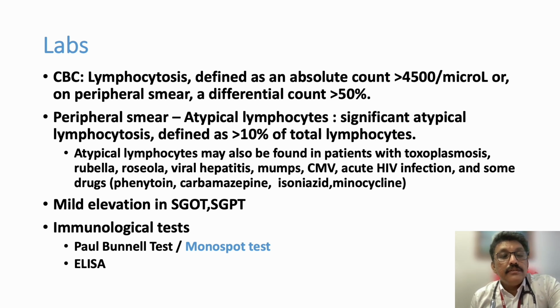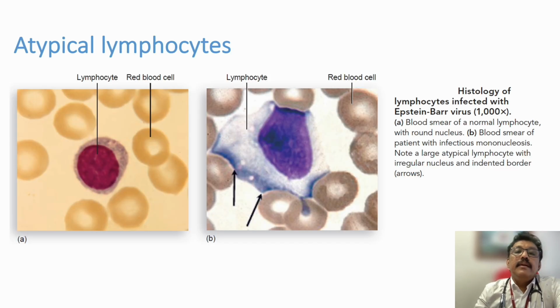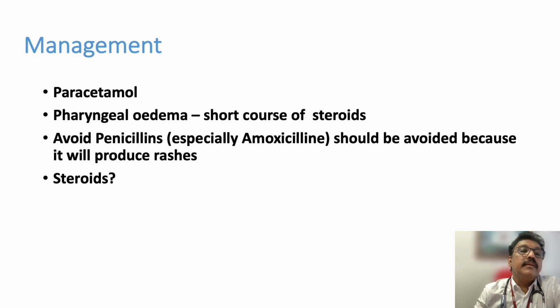Then diagnosis: you can do ELISA test or monospot test that will give you the diagnosis of infectious mononucleosis. That will pick up the antibodies against infectious mononucleosis. So atypical lymphocytes are very important. You can see the normal lymphocytes in the first figure. In the second figure you can see the atypical lymphocyte. So atypical lymphocytes more than 10% in the peripheral smear give you a diagnostic clue for infectious mononucleosis.